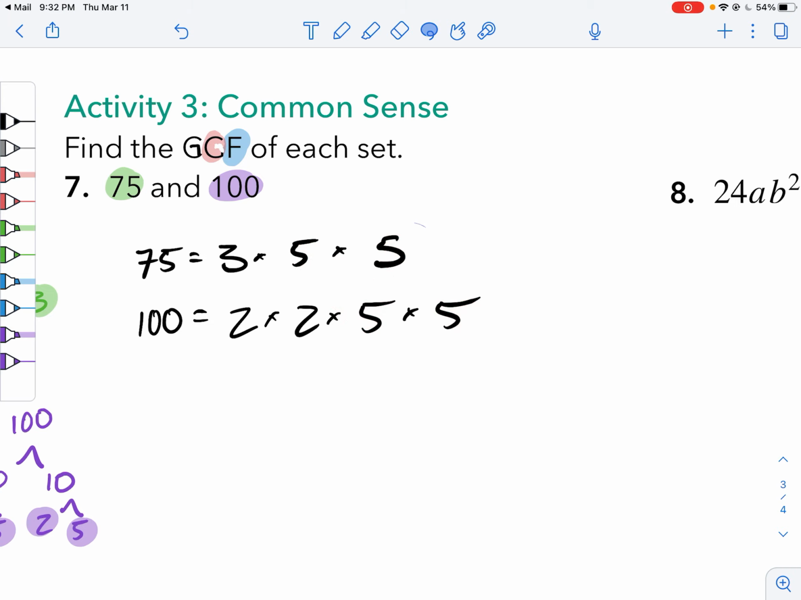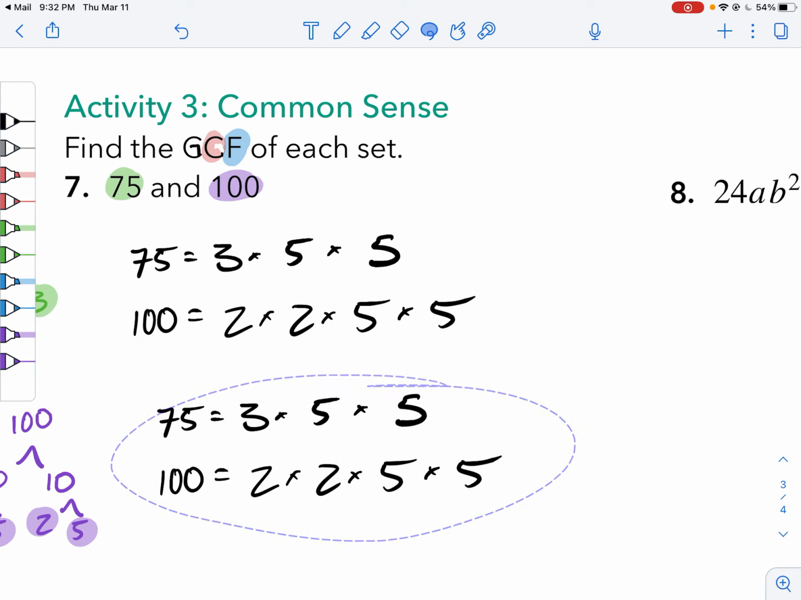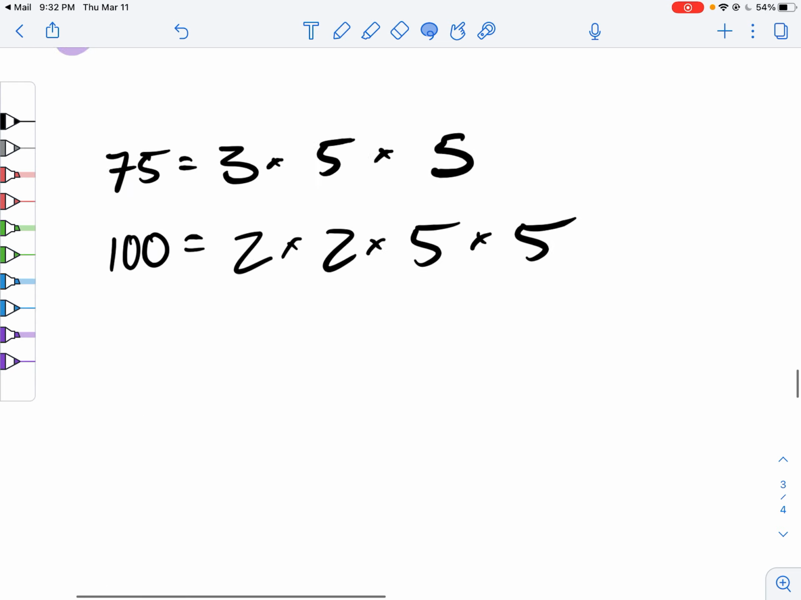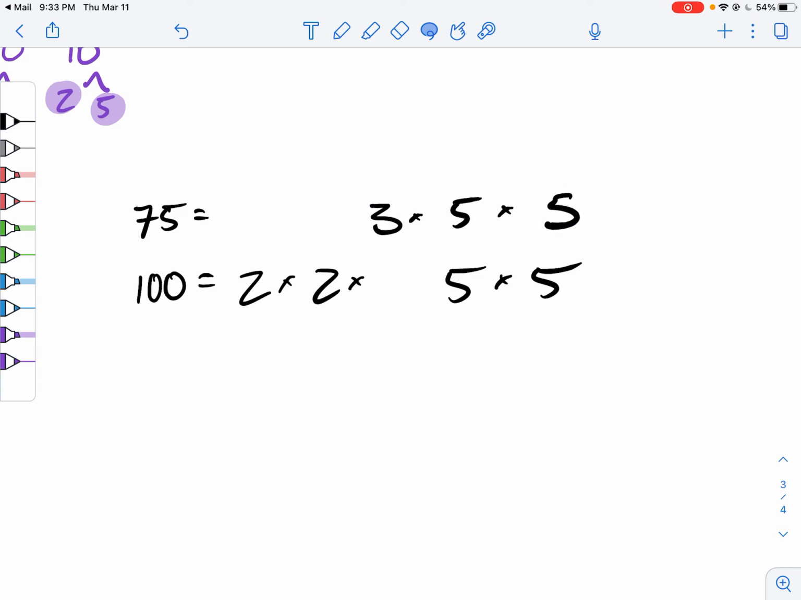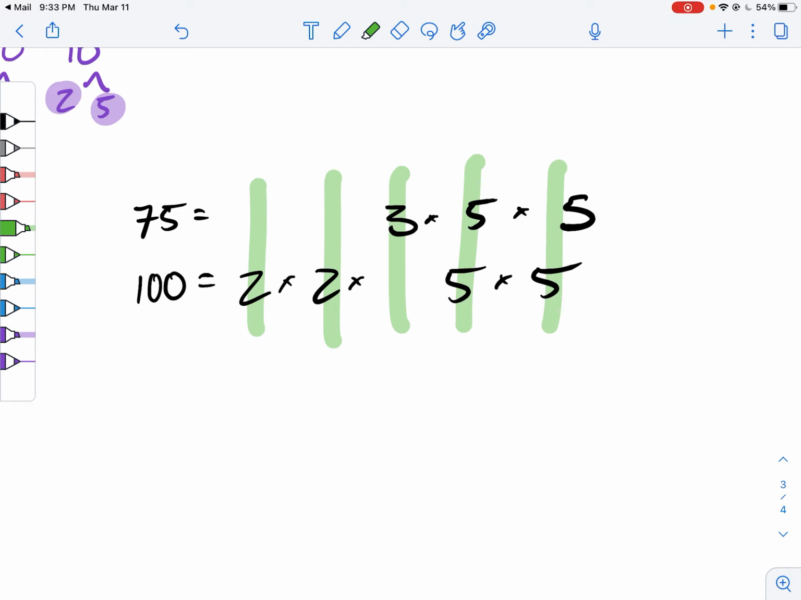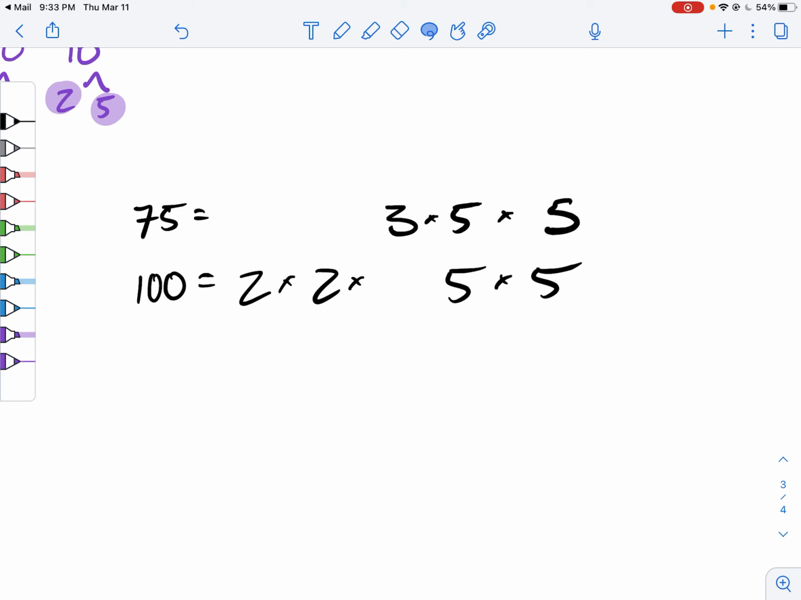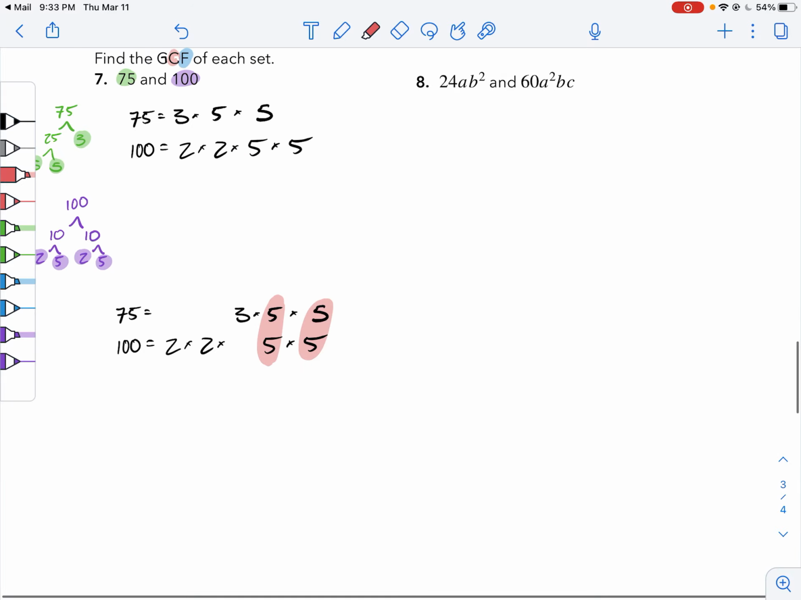If you, like I am, need to be a little bit more organized, you can always line them up, which requires a little bit of spacing out. You need to line them up so that the factors all line up together. That enables you to see really clearly what they have in common. They both have a 5 in common, and they both have another 5 in common. They have 2 5s in common. So you can see we still got the same results. They have 5 times 5 in common.